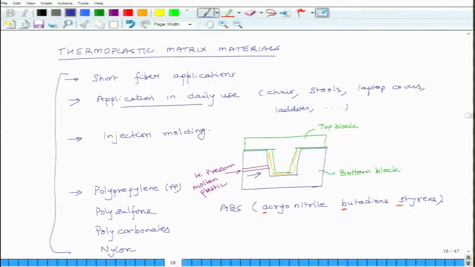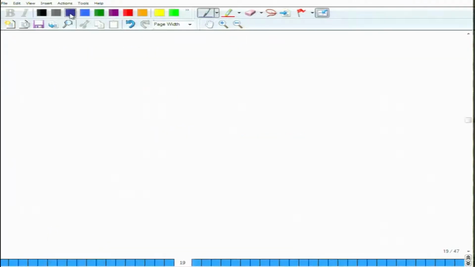But there are some cases where we use thermoplastics with continuous fibers also, but there the process is totally different, it is not injection molding. One very important material is known as PEEK, and it is used in a lot of aerospace, naval applications, space applications. So, once again, what is it? Polyether ketone.